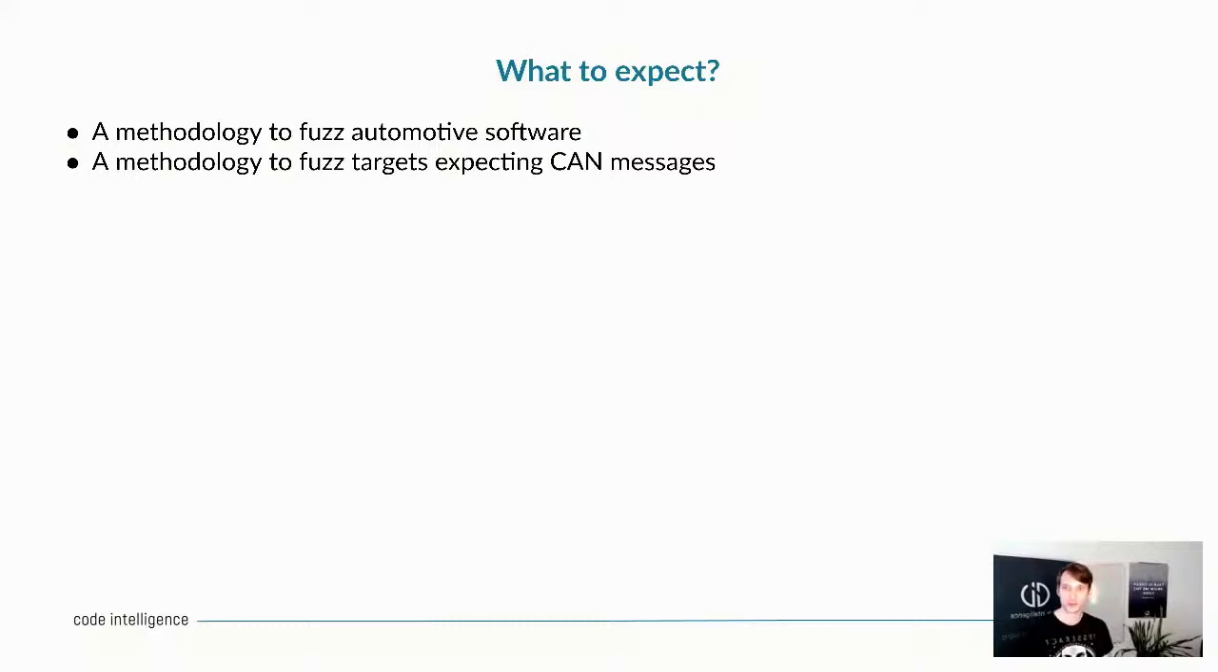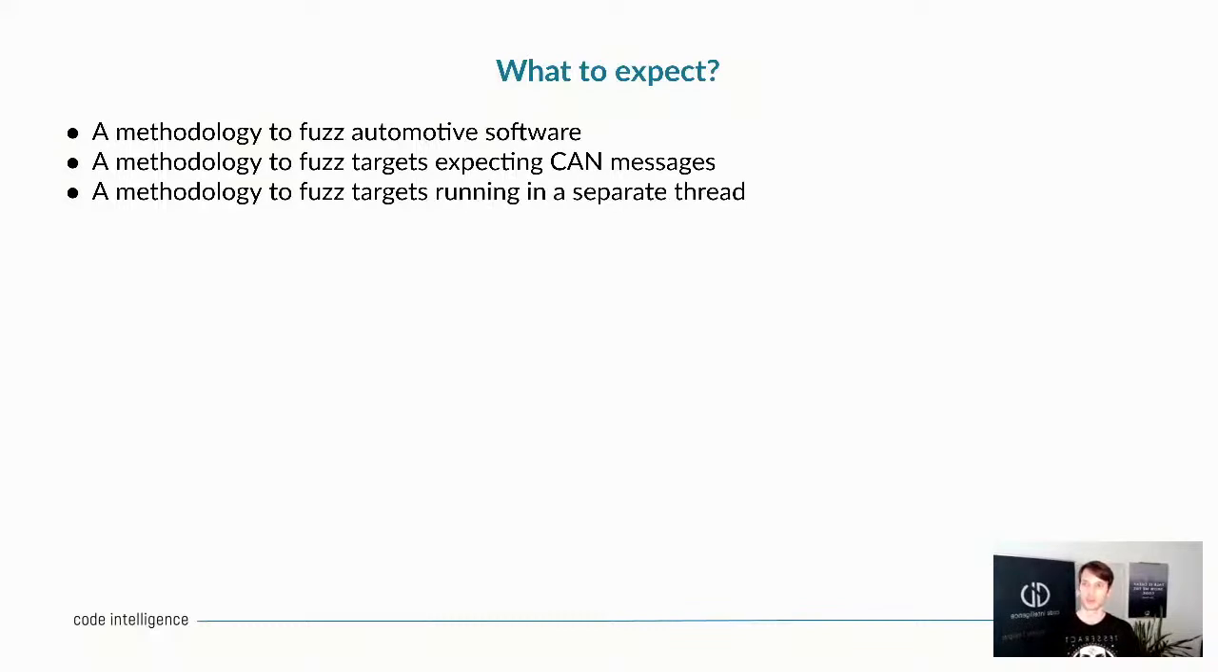I will show you how to fuzz targets that expect CAN messages as inputs. I will show you how to fuzz targets that are running in a separate thread. And this can also then similarly be applied to applications that in general run in multiple threads, so multi-threaded. And those applications often can have concurrency issues because of all the different threads that are doing different things at the same time.